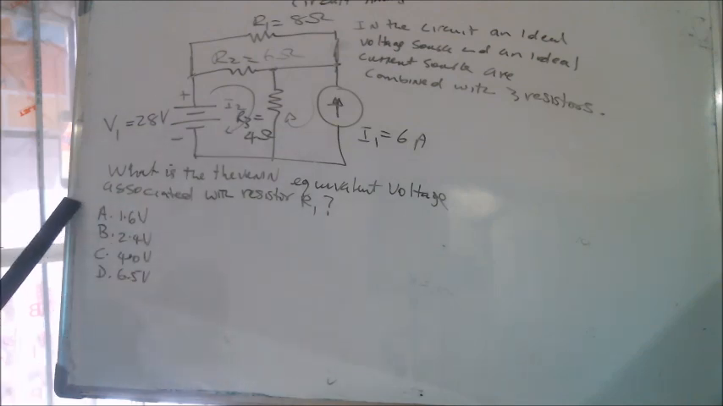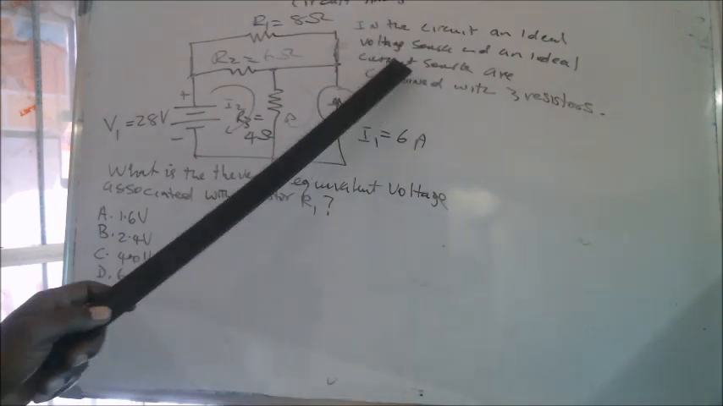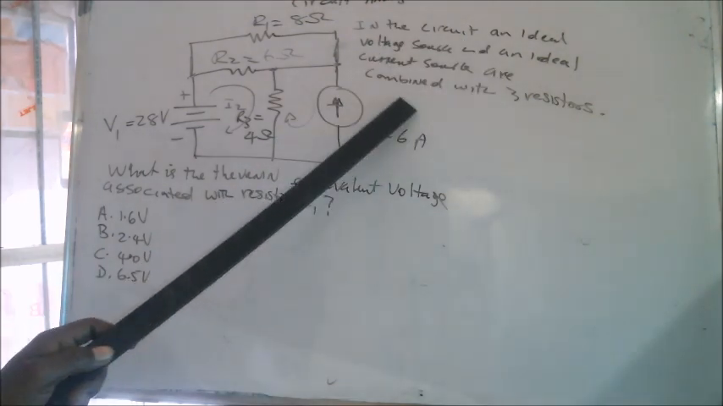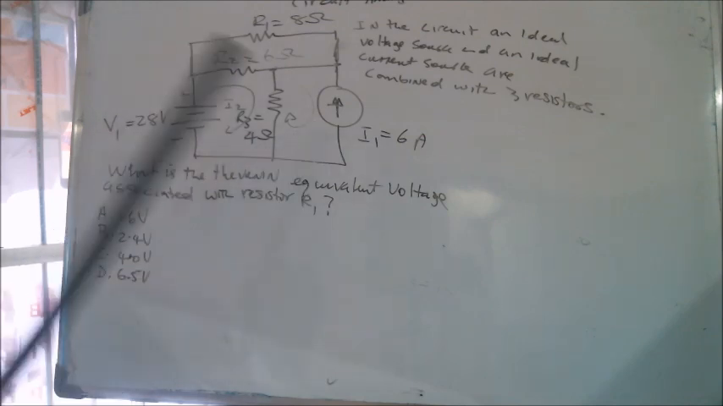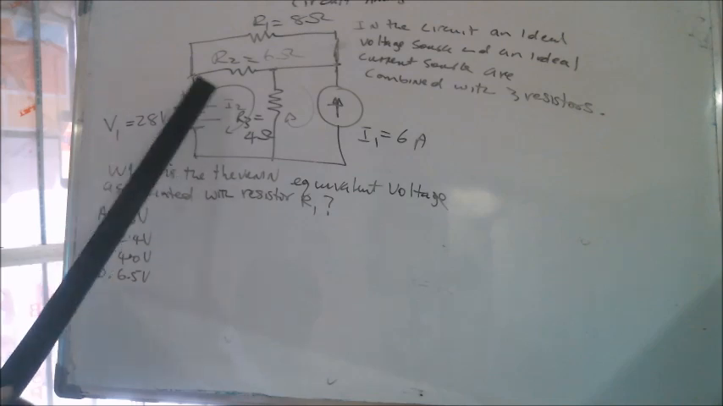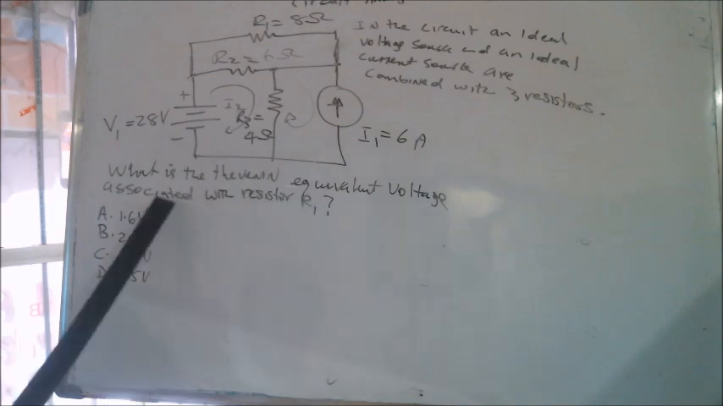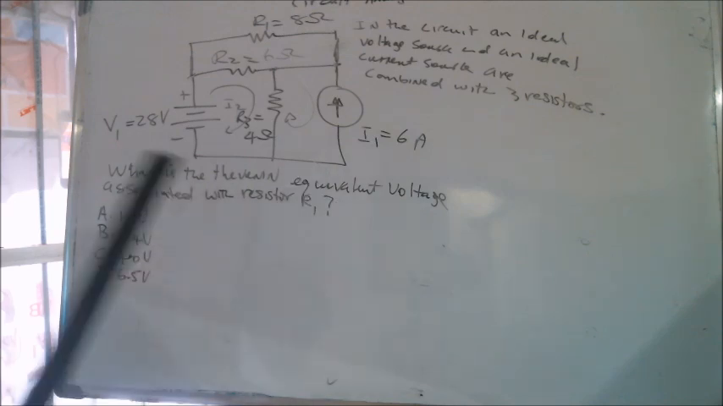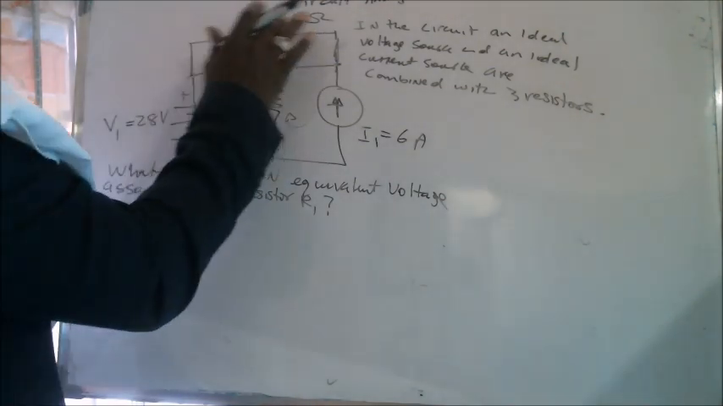And of course, on the FE exam, you'll get 4 choices to choose one. In the circuit, an ideal voltage source and an ideal current source are combined with 3 resistors. You see the ideal voltage source and the ideal current source. Right away you could see the equivalent voltage is associated with R1. So we could consider R1 to be a load, a load resistor.